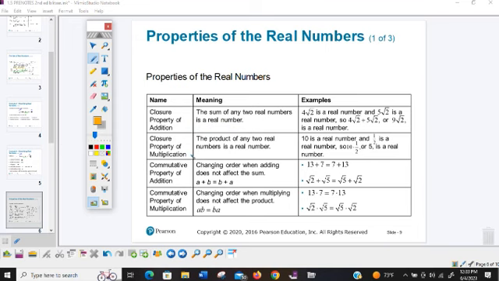This also works for multiplication. If you multiply two real numbers, you're going to get a real number. So that's called the closure property of multiplication. Commutative property works for addition and multiplication. And what that says is it doesn't matter about your order. If you add a plus b and b plus a, you're going to get the same thing. So for multiplication and addition, order does not matter.